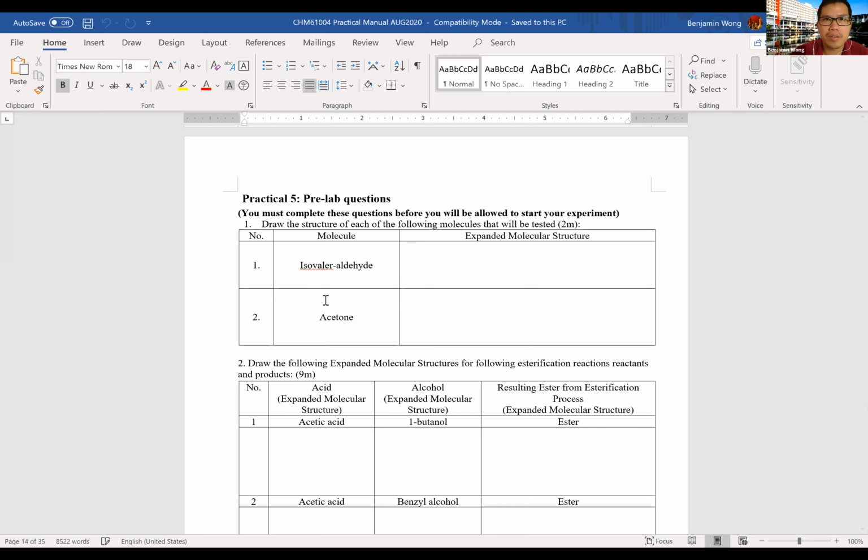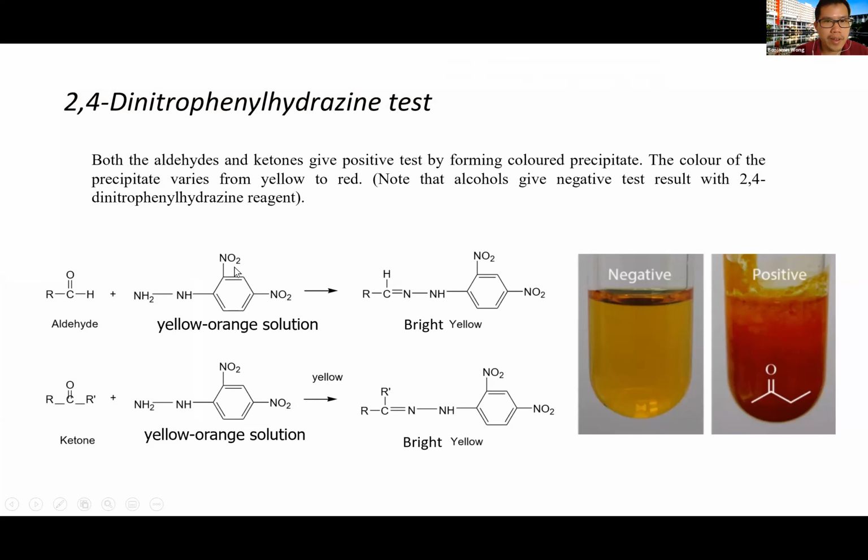Okay, very good. Go back to the test. In this case, both will react. You can see from here, after the reaction, it will be added into the molecules.